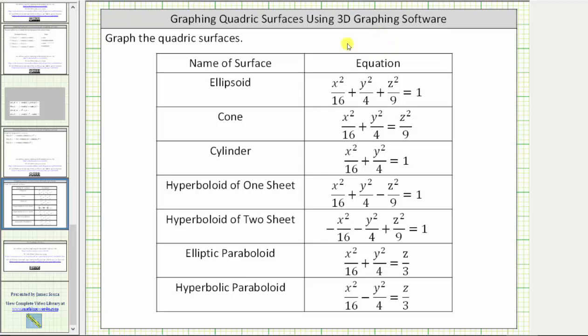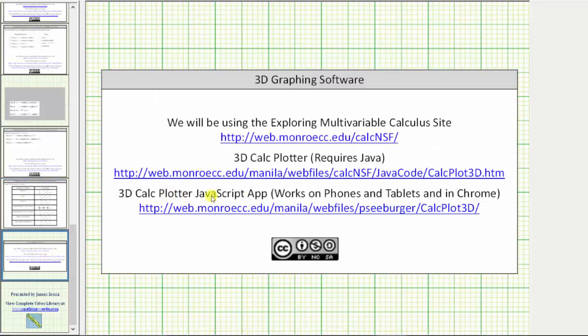In this video, we will use three-dimensional graphing software to graph the given quadratic surfaces given by the implicit equations. We will be using the 3D Calc Plotter from the Exploring Multivariable Calculus site shown here, and there are two options. One option is the 3D Calc Plotter that requires Java, which will not work in all browsers. We will be using the second option, which is a 3D Calc Plotter JavaScript app, which works on most phones, tablets, as well as in most browsers.